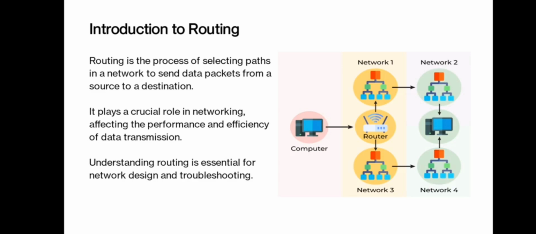Introduction to routing. Routing is a fundamental concept in CN that involves selecting paths for data to travel from source to destination across an interconnected network. It ensures that data packets are delivered accurately and efficiently even across complex and large scale network structures like the internet. Specialized network devices, called routers, make routing decisions using routing tables to determine the optimal path.